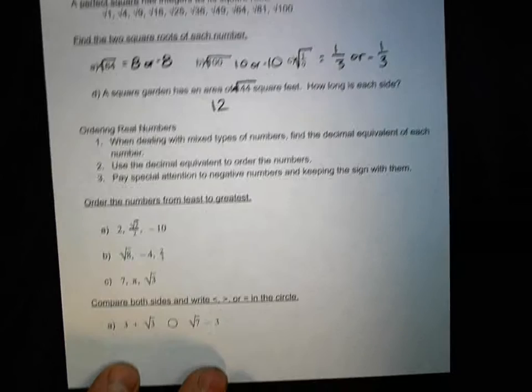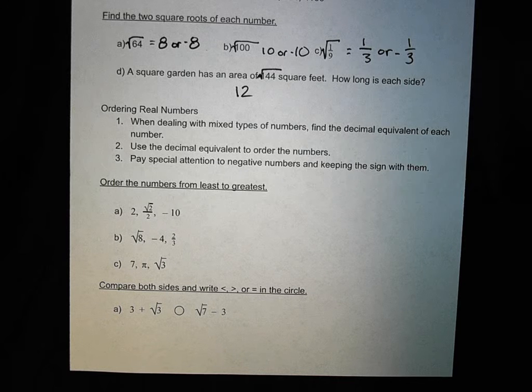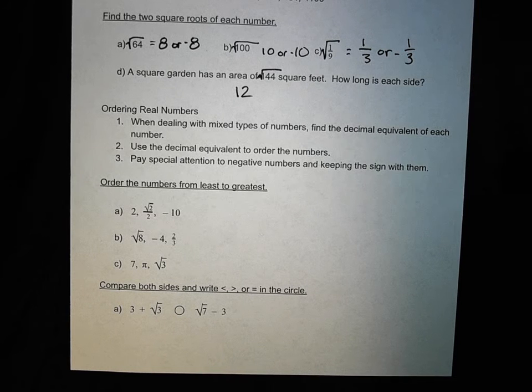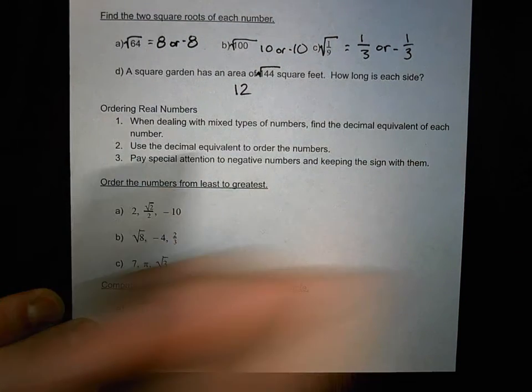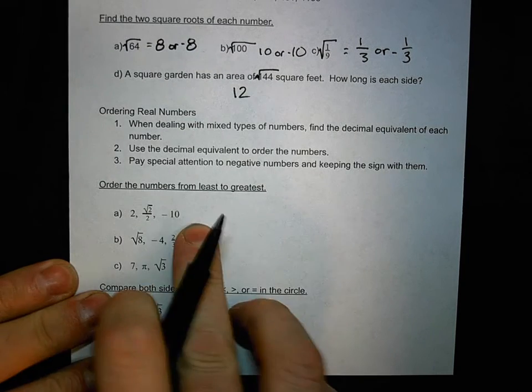Okay, so let's talk about ordering real numbers. When you've got numbers and they're all kinds of types, they're decimals, they're fractions, they're squares, they're square roots, whatever, convert them to a decimal. Then put them in order. So convert them to decimal, then put them in order. So let's do this one together, and then I'll let you guys talk through the other two.